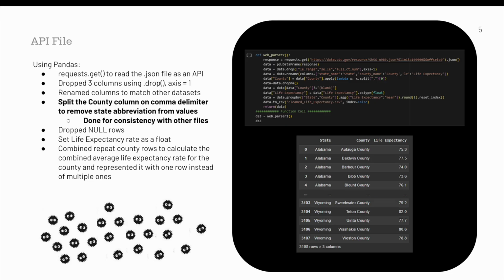Now for the API file, we used pandas, and we used the typical requests.get to read the JSON file as an API. We dropped 3 columns and specified it using axis equals 1. And most importantly, I think we split the county column on the comma delimiter to remove the state abbreviation from the values. We did this for consistency with the other files.